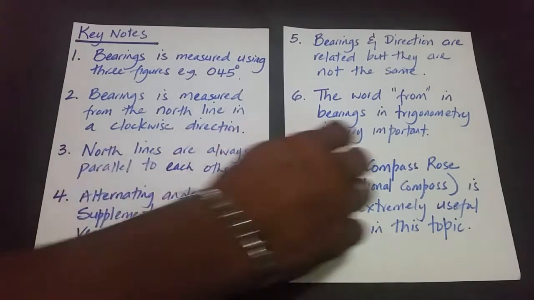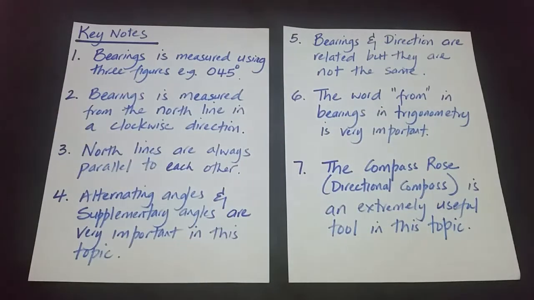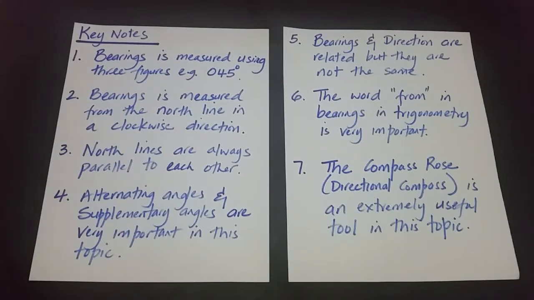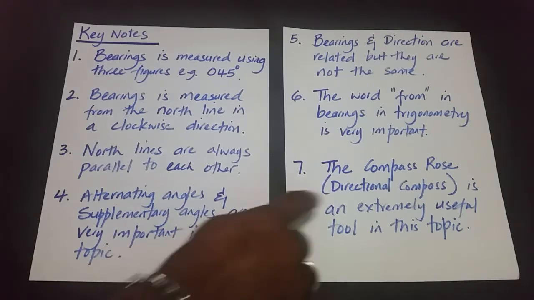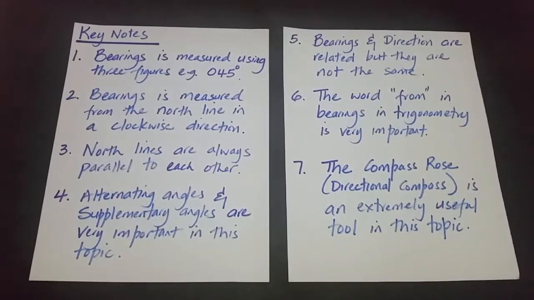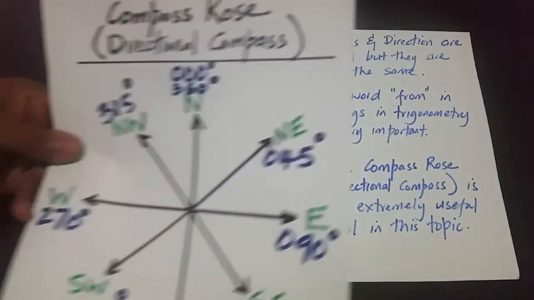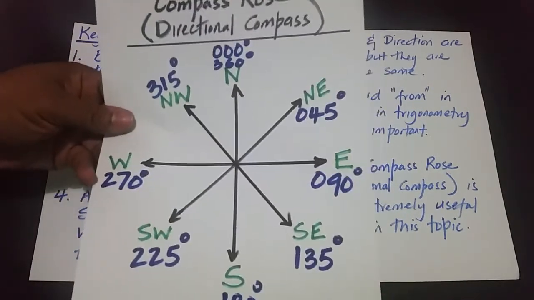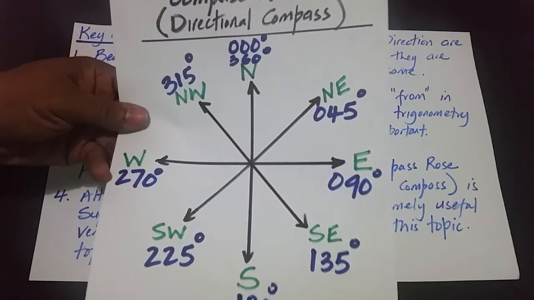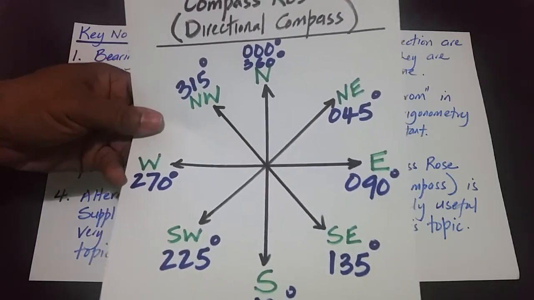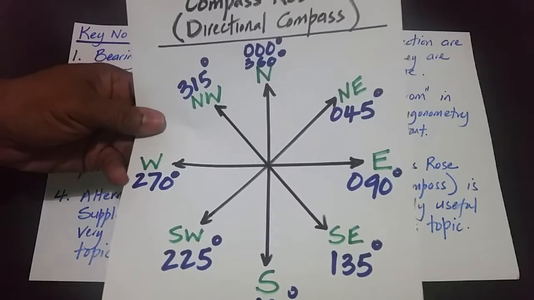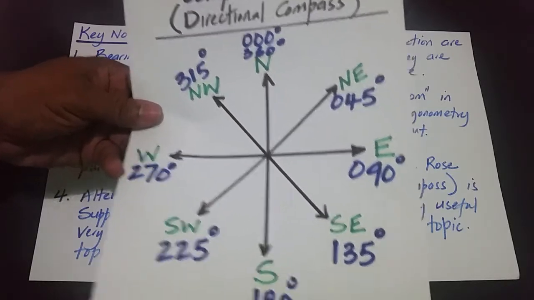Now, the word from in bearings and trigonometry is very important, and as I said before, when you get to the questions, you're going to see exactly what I mean. And very important, the compass rose or directional compass is an extremely useful tool in this topic. As a matter of fact, whenever you're going to do a question, make a sketch of the compass, which is this. It's called a compass rose. It will help you significantly with bearings in trigonometry questions. Believe you me, make a sketch of this. It will help, and when you're doing the questions, you're going to see exactly what I mean.